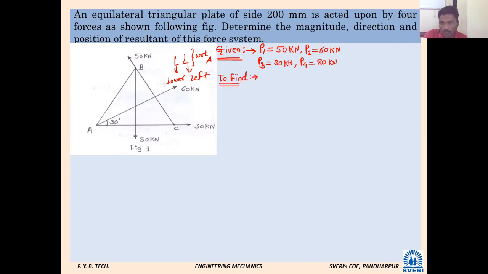Okay. So that is the new thing in this. Remember this also. To find magnitude, direction, and position. And position with respect to, you will say it is not given, with respect to point A. Okay. With this we will stop.